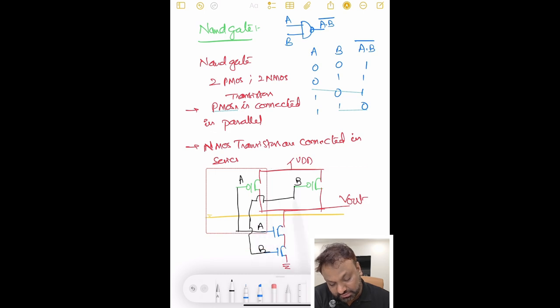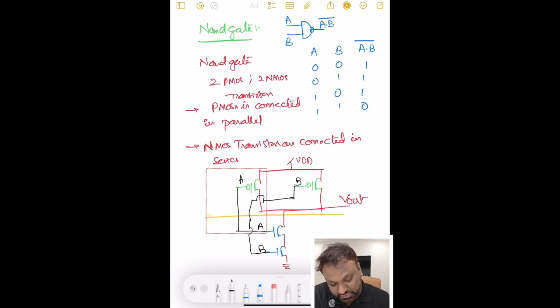Okay, this is what, right? So the structure looks like this. Now let us try to implement or check the logic here. What happens when the inputs are given?